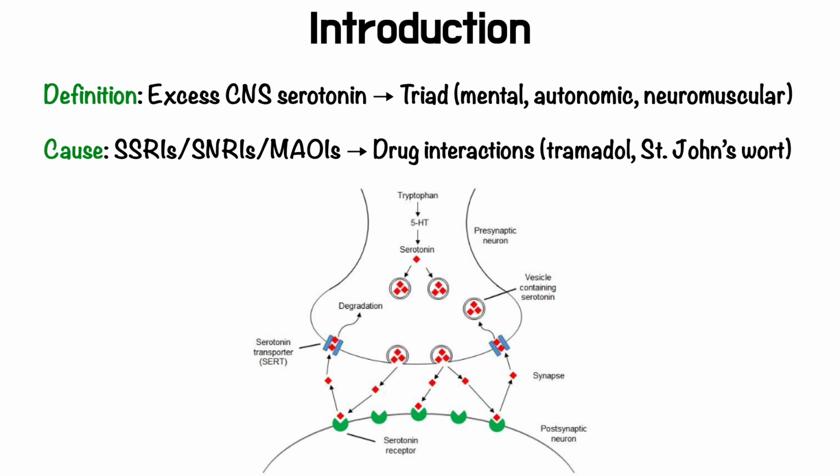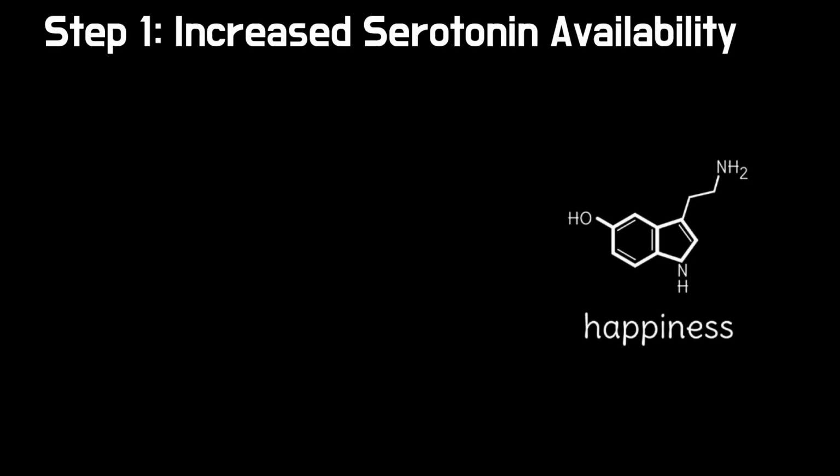The synapse right here shows the normal functioning of serotonin, from synthesis from tryptophan to 5-HT to serotonin, right? And the utilization, degradation, and reformation of this is seen in the synapse in here. So in the pathophysiology of serotonin syndrome, it happens in 3 steps. The first step is increased serotonin availability. This is the structure of serotonin, that is happiness, obviously, right?